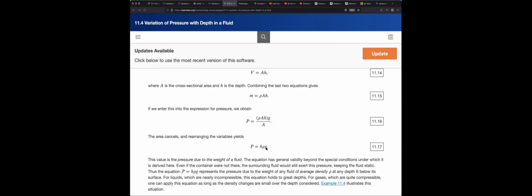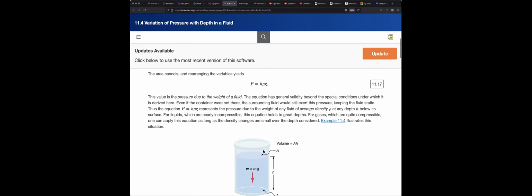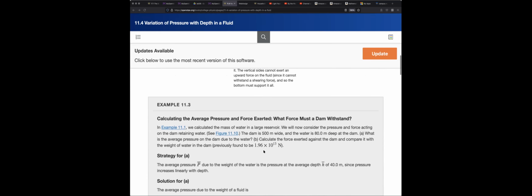So if you want to know what the pressure is of the air above your head, you need to know the density of the air above your head, the height of the air above your head, and gravity, which is of course 9.8. Here we can do lots of different examples with this.